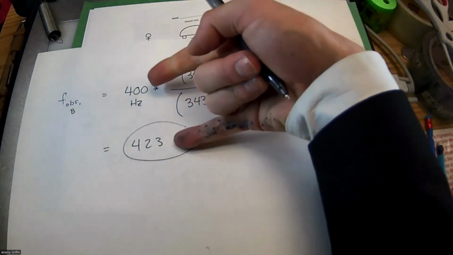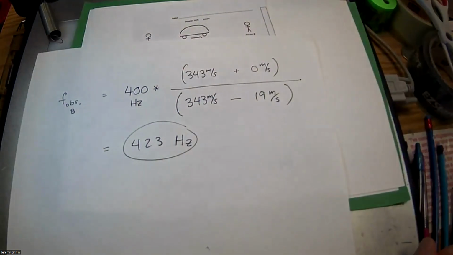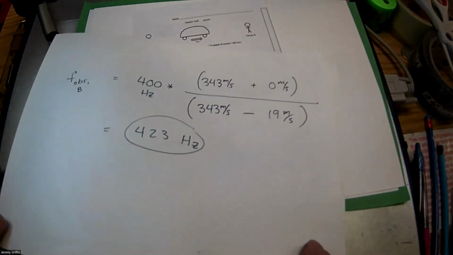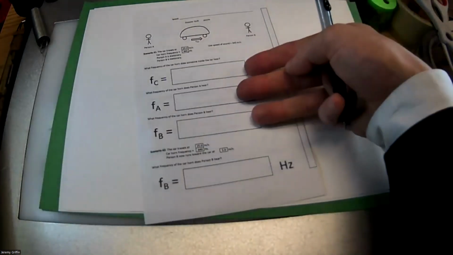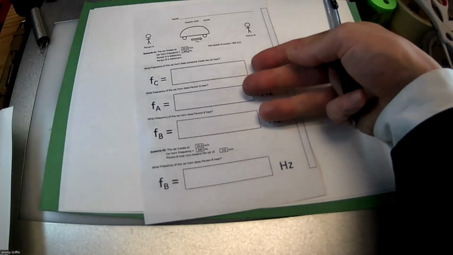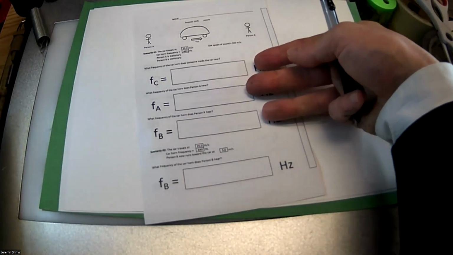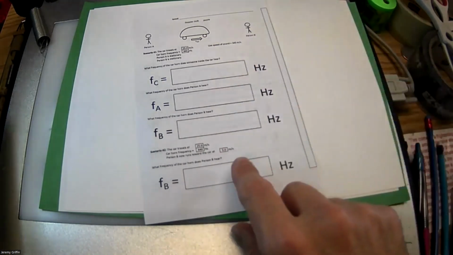So it should be bigger than the source frequency, right? Okay, you guys okay with that? So everybody got the first 3 boxes? Everybody has the first 3 boxes filled out, right? Okay, everybody good? All right.